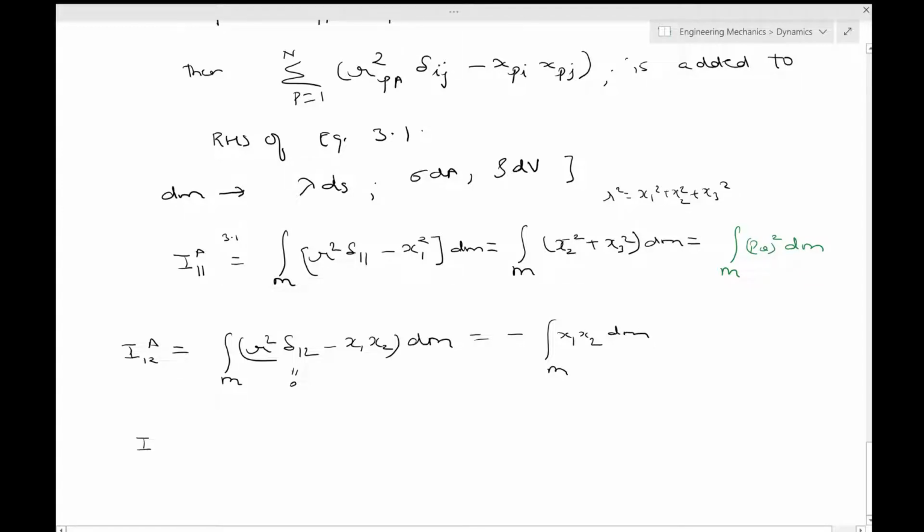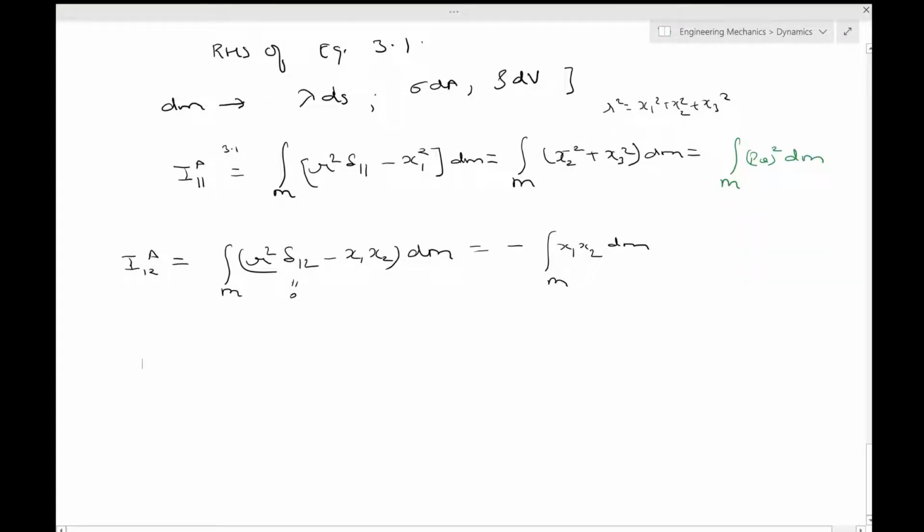So what I'll do now is write all the expressions and you should individually verify them. That's why they will all be in red. I11A is equal to x2 square plus x3 square, dm. I12A is equal to I21A is equal to minus x1 x2 dm.